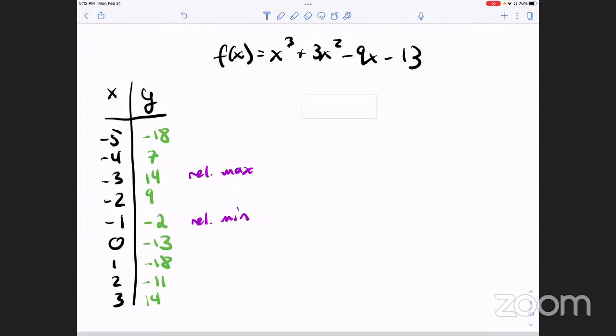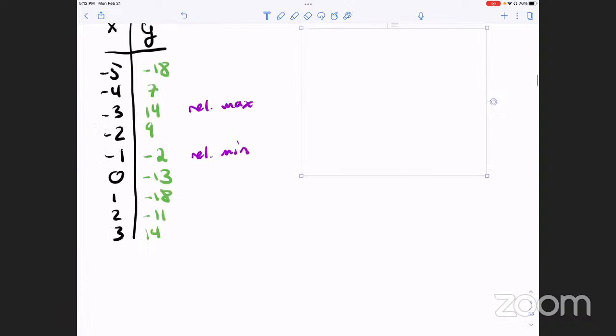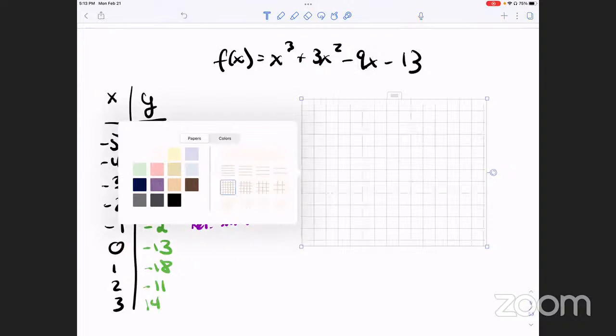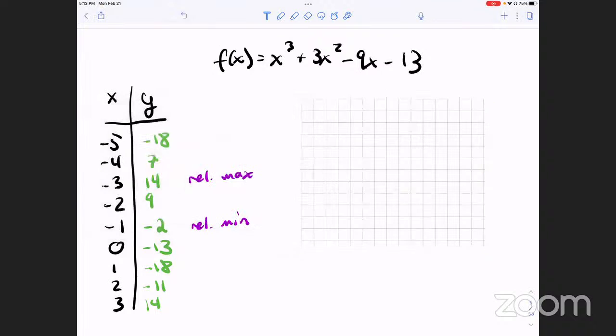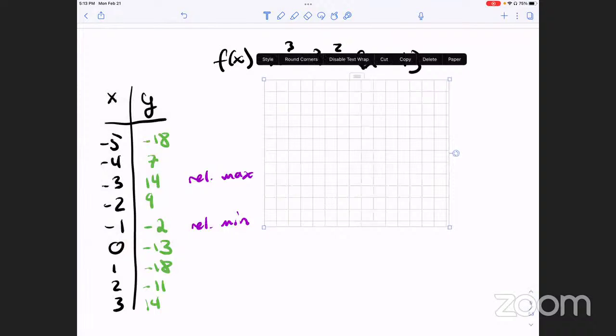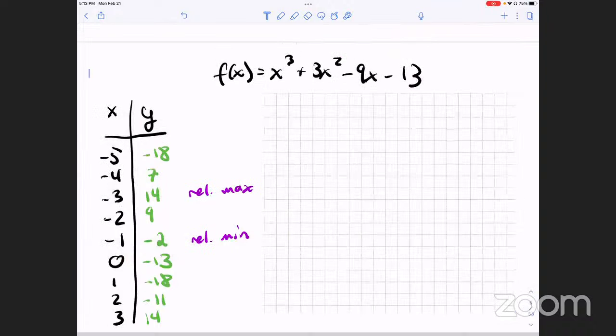Get a text box. Let's go space. Nope. Okay. Paper. Like this. All right. Okay.